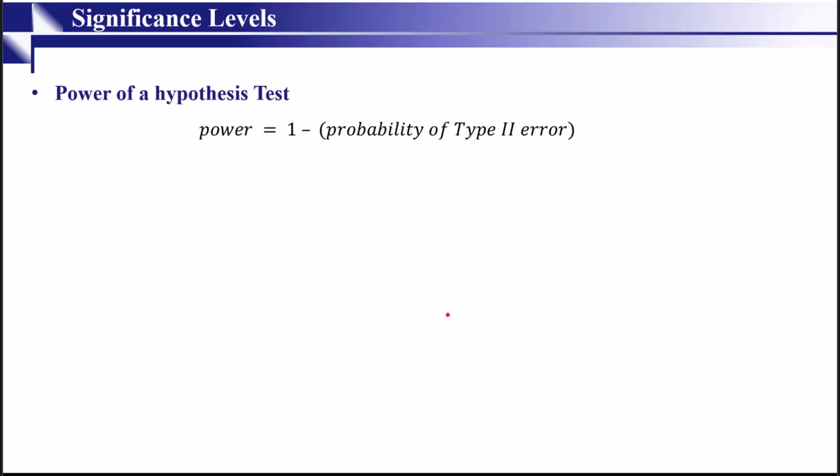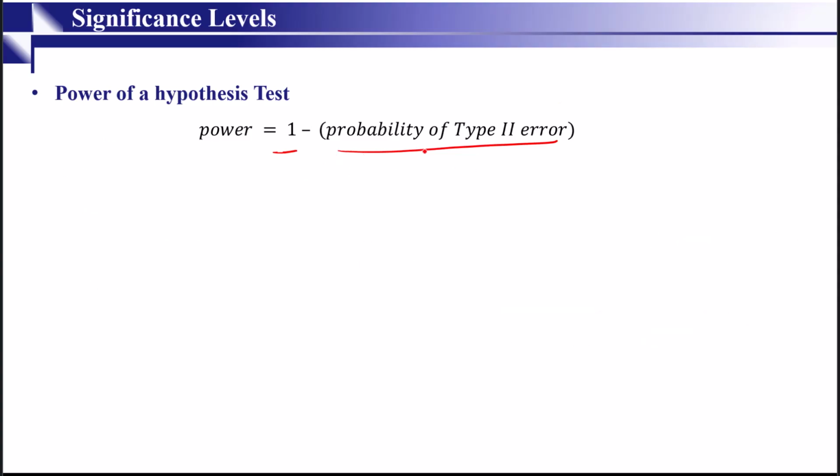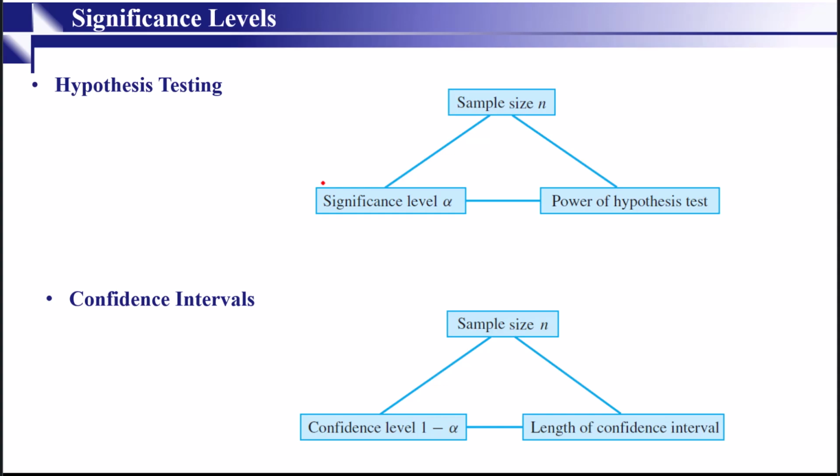Now we want to study power levels. The power of a hypothesis test is defined as power equals 1 minus the probability of type 2 error. A type 2 error occurs when the null hypothesis is false, but we fail to reject it. So larger power levels and shorter confidence intervals are both indications of an increase in the precision of an experiment. Large values of power are good.